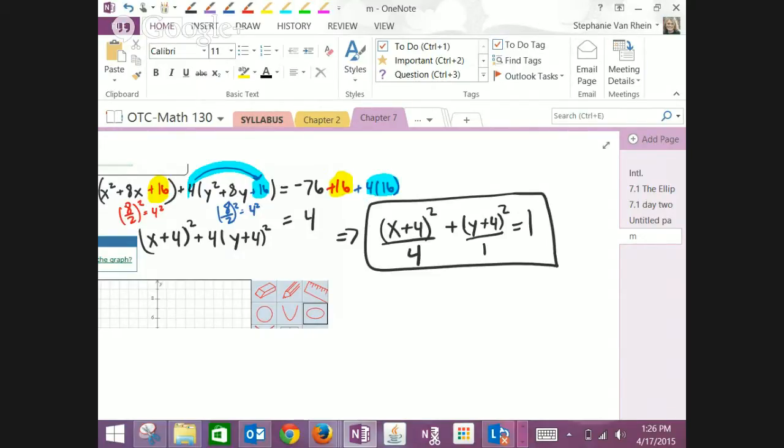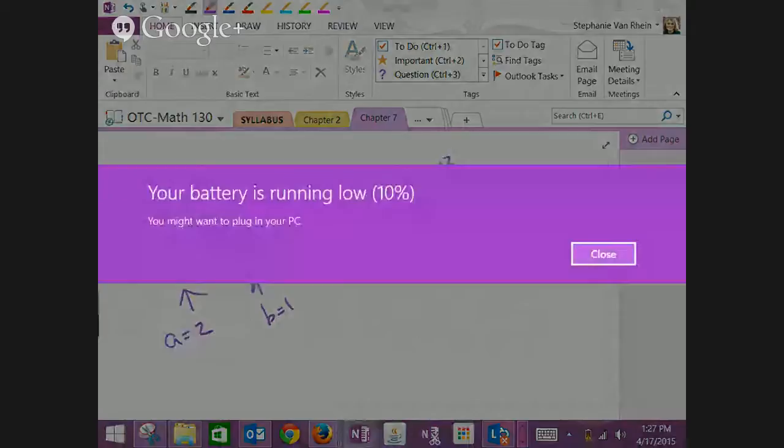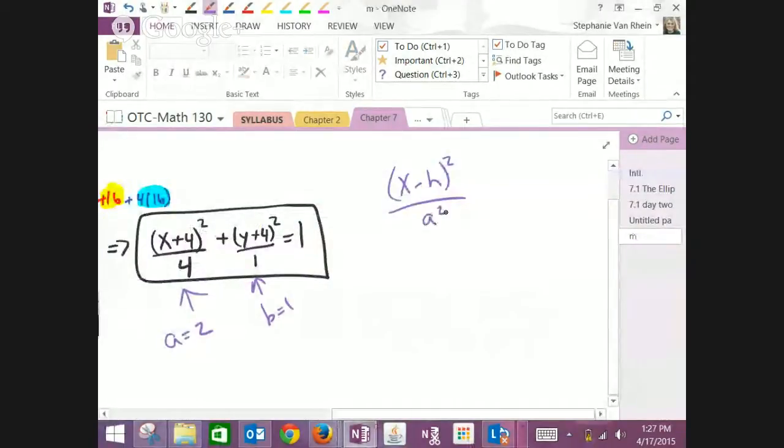Why is your x-axis the major? Is it because the 4 is on? Because the 4 is the larger number, and this would be a, and this would be b. And remember, it's always a squared, b squared. The general form is x minus h squared over a squared plus y minus k squared over b squared equals 1.